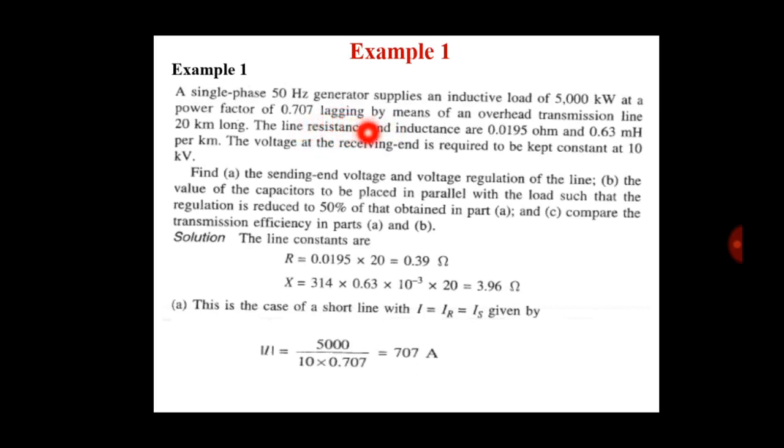Here is one transmission line. The load is 5000 kilowatt, and its length is 20 kilometers long. Power factor is 0.707. Inductance and capacitance are also given, okay, and we find the sending end voltage, receiving end voltage, voltage regulation, and efficiency, both for parts A and B.